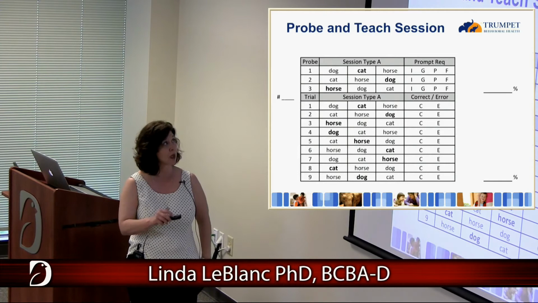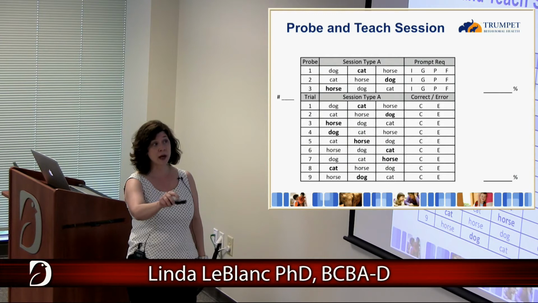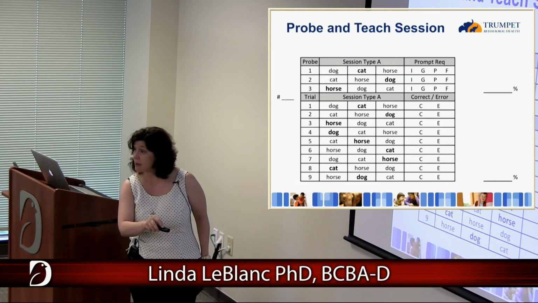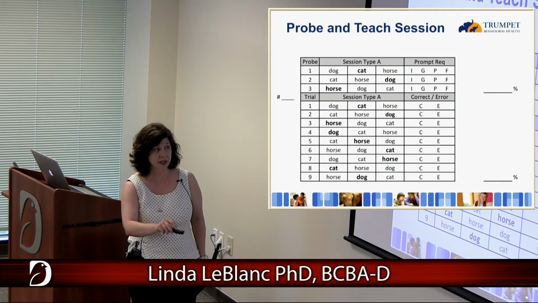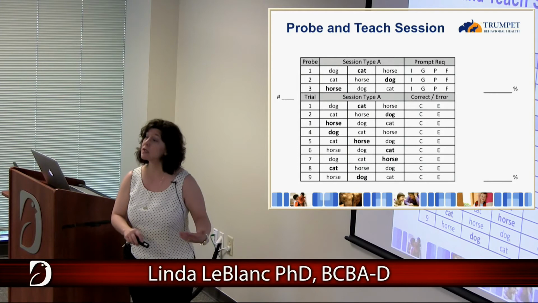So here is where I might write down whether this version is your first, second, or third iteration. Remember I said you got three versions? This is where I'm going to write down the percentage independent on the probes. So if all three of them are an I, that's 100%. If two of them are an I, that's 66%. This is where I'm going to write the percentage correct for the teaching trials, and the teaching trials may or may not be independent yet. Okay, so what about your mastery criteria?